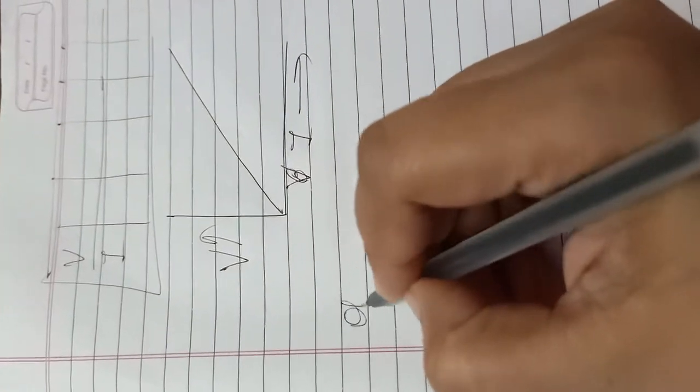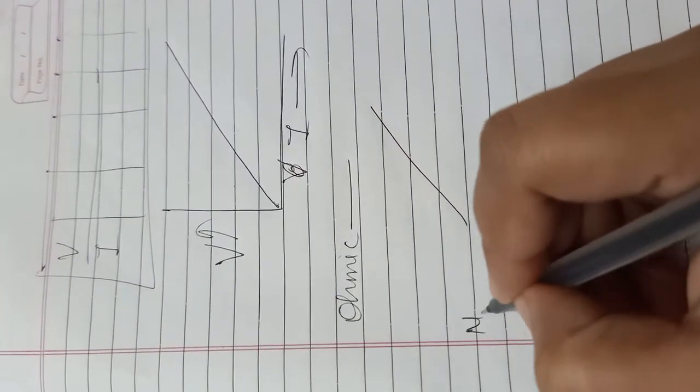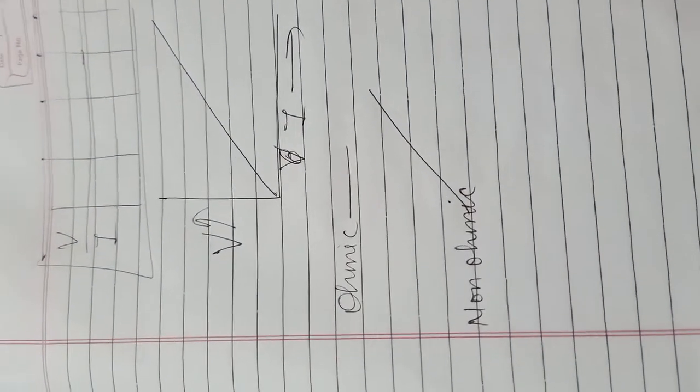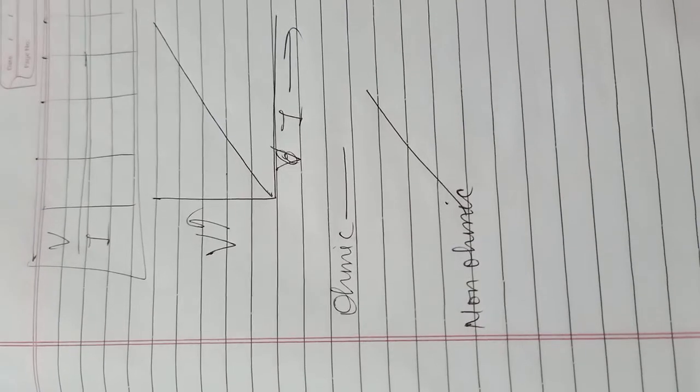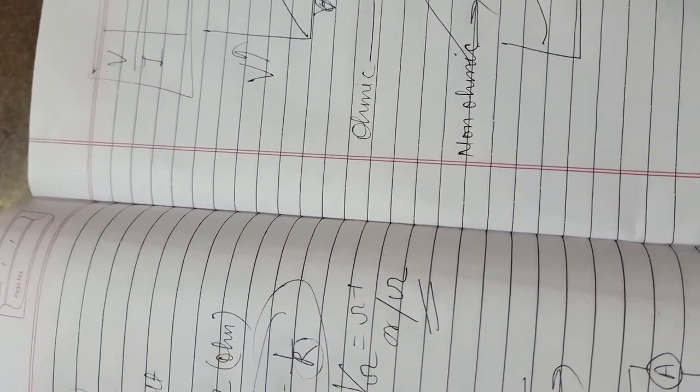Next we have ohmic and non-ohmic resistors. An ohmic resistor is a conductor which obeys Ohm's law, meaning it gives a straight line when the graph is drawn between V and I. A non-ohmic resistor is a conductor which does not obey Ohm's law. It means that when the graph is drawn between V and I, in the case of a non-ohmic resistor, we'll get a curve or any other shape. So we can say it is a non-ohmic resistor.